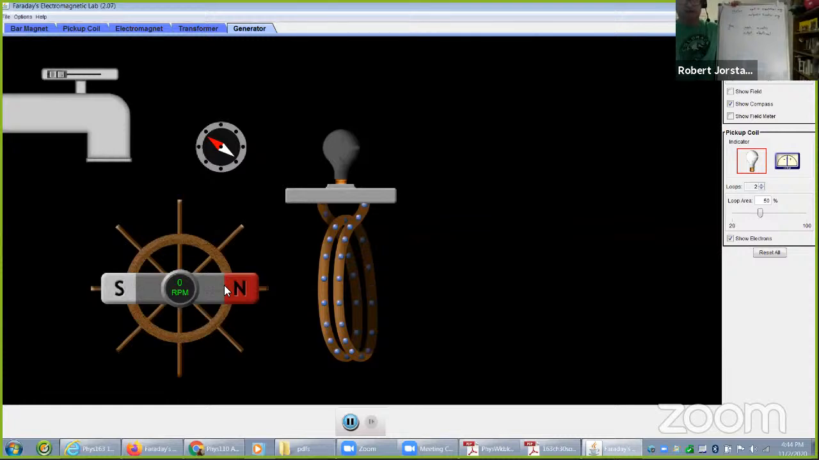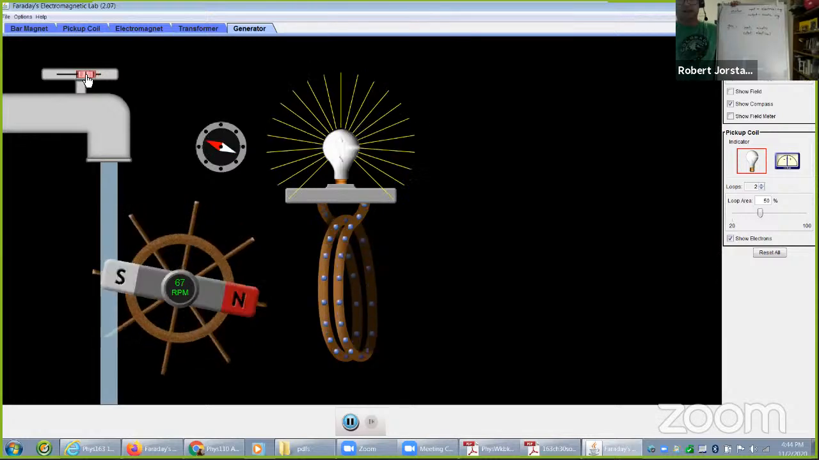Here is a generator. The idea is I'm going to put this magnet, this is pretty cheesy, but it works. So here's my loop of wire. No current is flowing in the wire. The reason is the flux is not changing through the loop. There's magnetic flux, there's magnetic field, but there's not a changing magnetic flux. So now I'm going to turn this on.